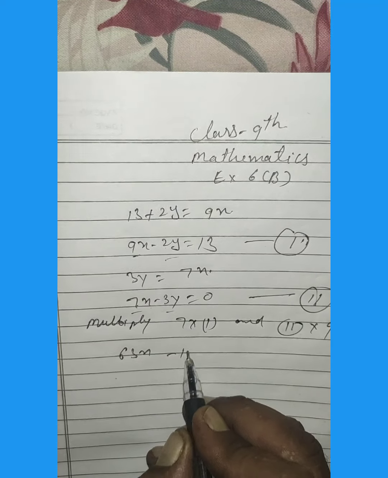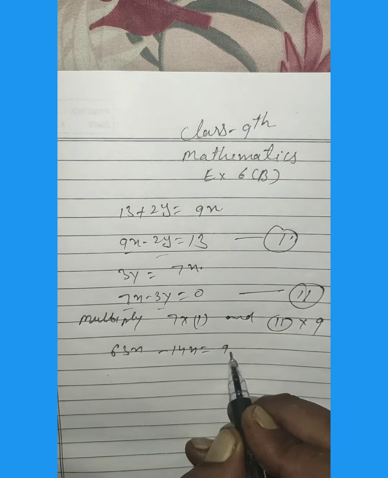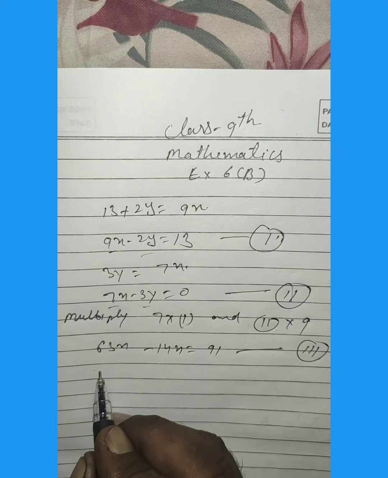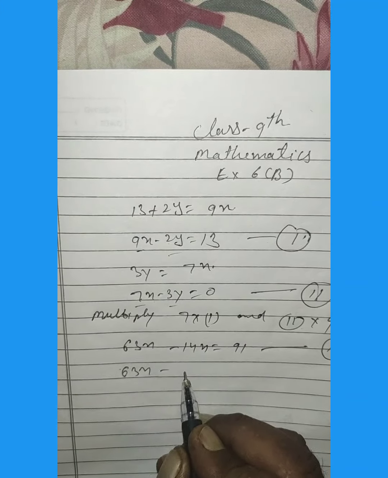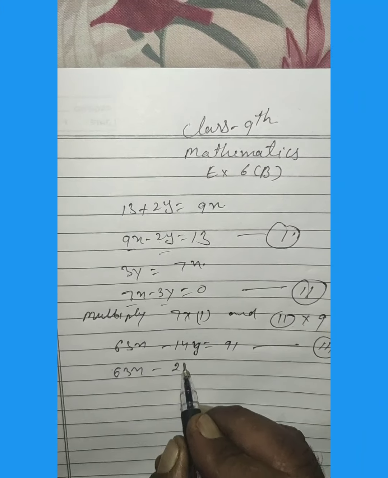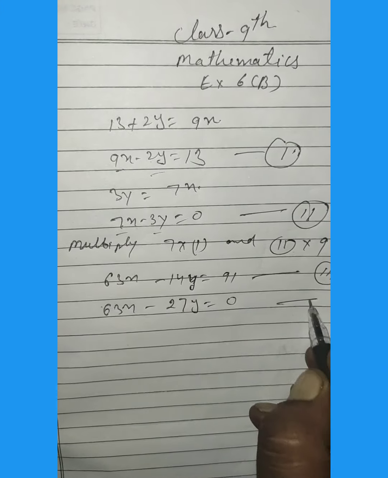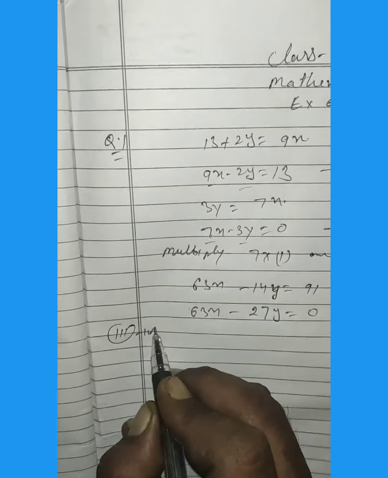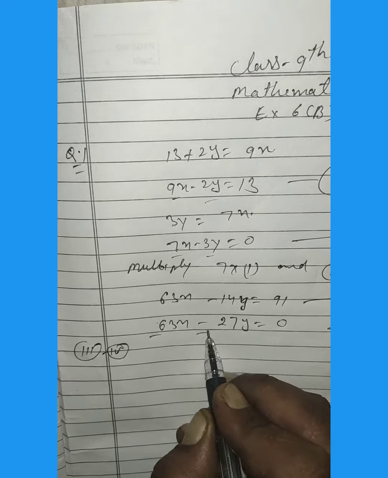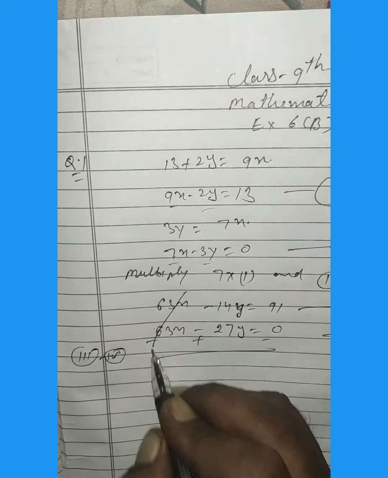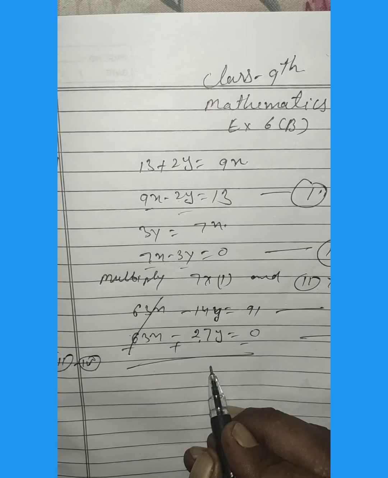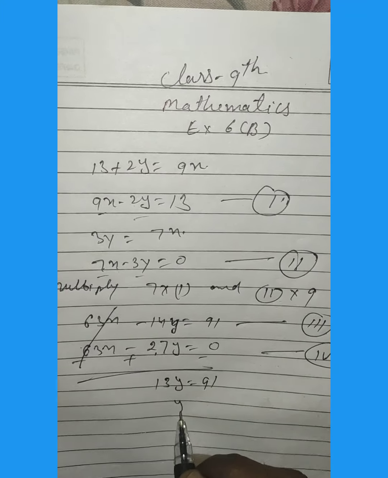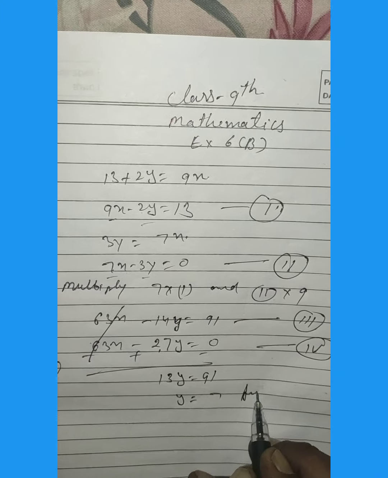63x minus 14y is equal to 91. This is equation number 3. Now 63x minus 27y is equal to 0, equation number 4. Then 3 minus 4. The sign will change, minus plus minus. 63x cancels. 27 minus 14, 13y is equal to 91. y is equal to 7, one answer is there.